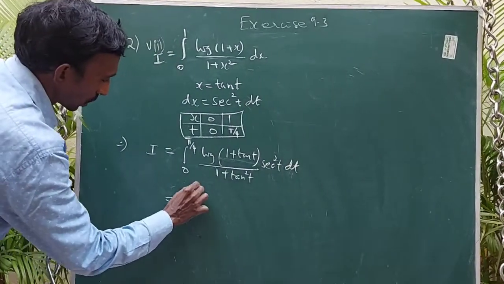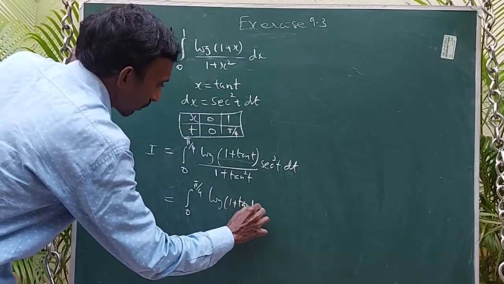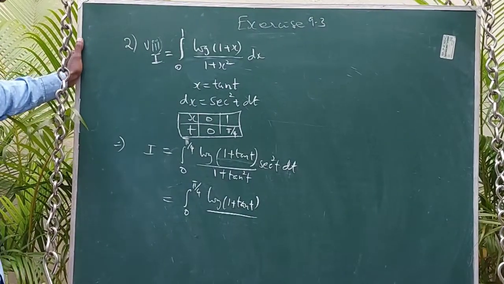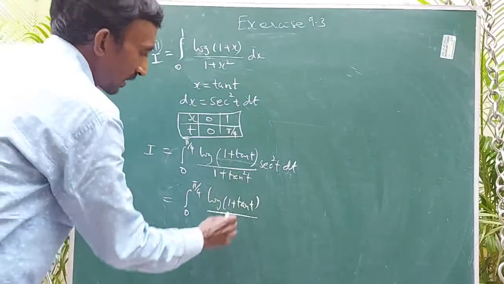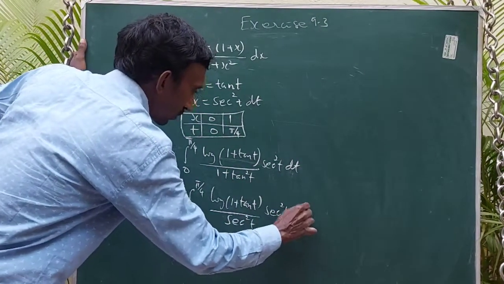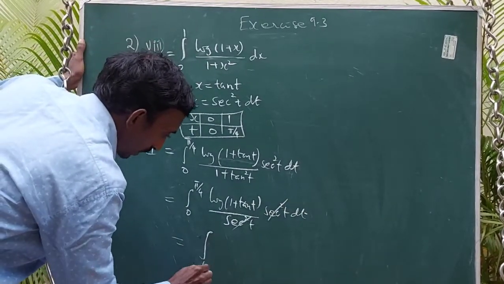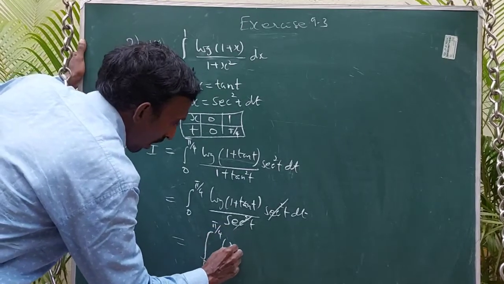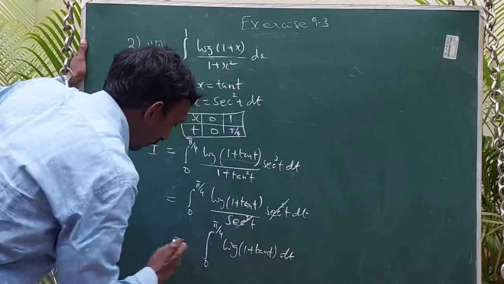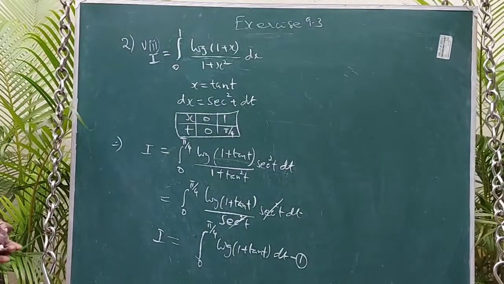Integral 0 to pi by 4 log of 1 plus tan t, and we know that secant square theta minus tan square theta is 1. So 1 plus tan square t is secant square t, into secant square t dt. This cancels, so the integral 0 to pi by 4 log of 1 plus tan t dt. Take it as I1, as already told you, after applying the property.